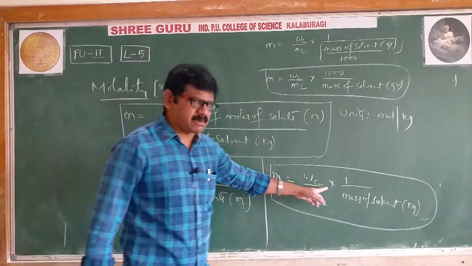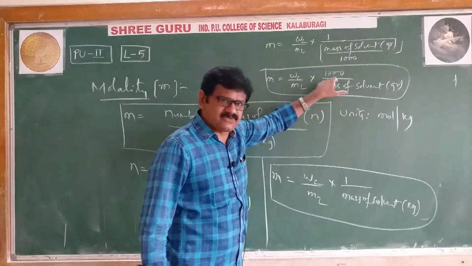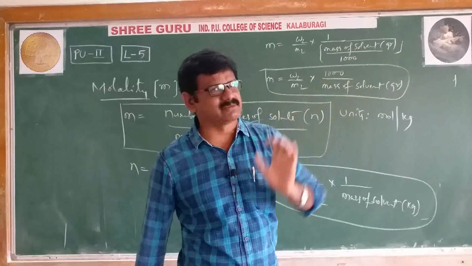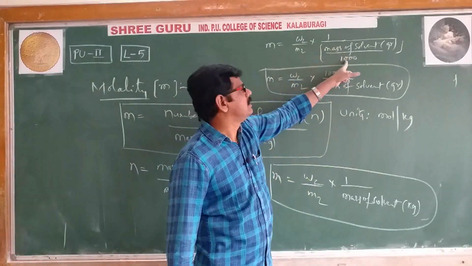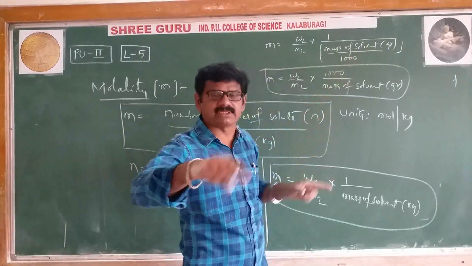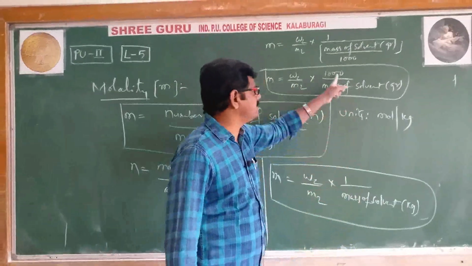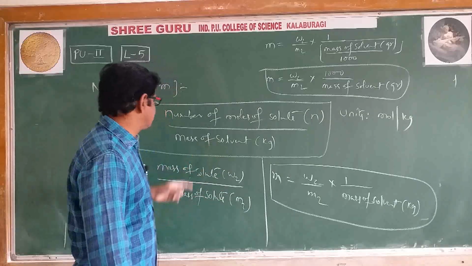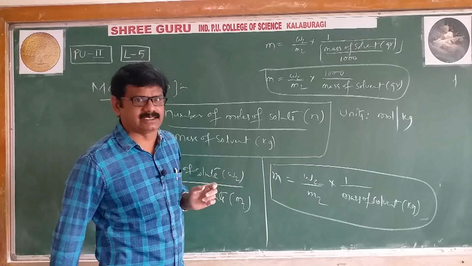Now this formula we have to use when the mass of solvent is given in kilograms. This formula we have to use when the mass of solvent is given in grams. Remember. How is this 1000 obtained? If mass is given in grams, we are dividing by 1000. Why are we dividing by 1000? To convert into kilograms. That's why this 1000 is coming. This is about molality.